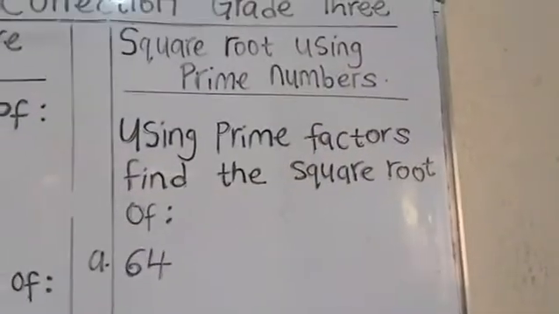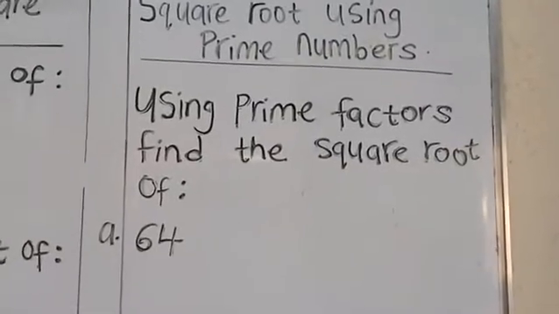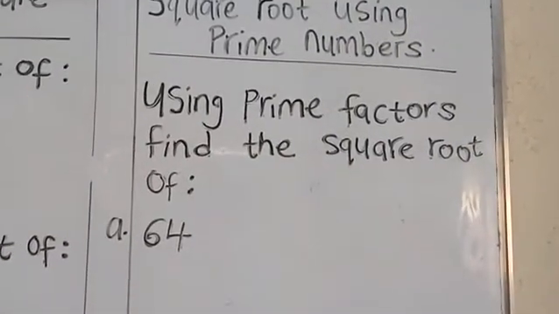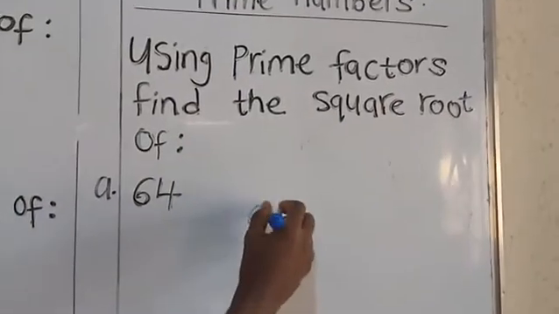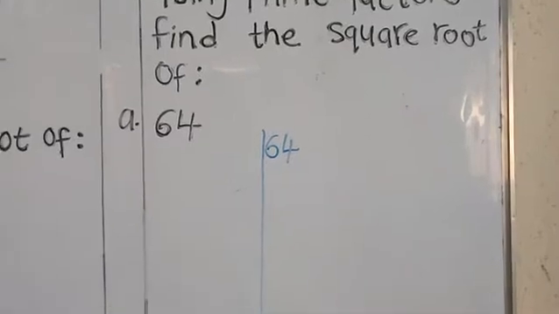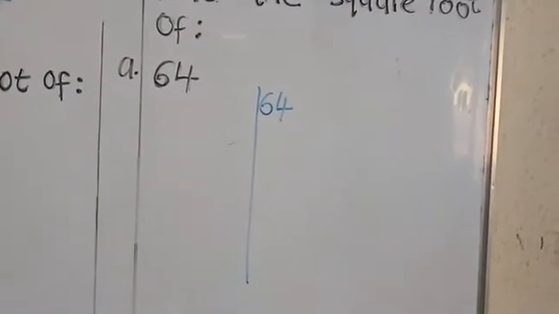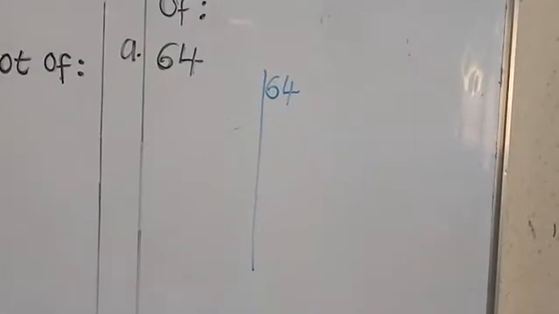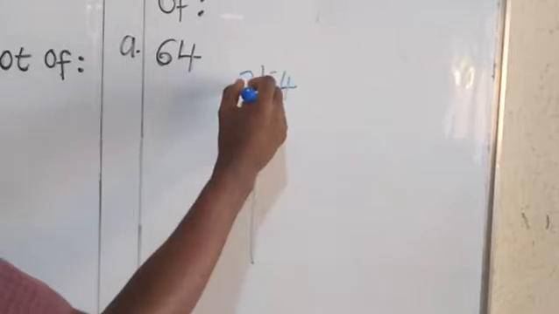Finding square roots using prime numbers. Now, we were asked to find the square root of 64 using prime numbers. If you remember, this was how we did it in our previous class. Now, 64 is an even number. Therefore, we are going to divide by 2 because 2 is a number that can divide all even numbers. So we're going to use 2.